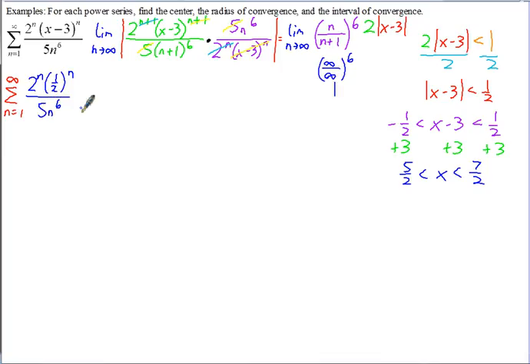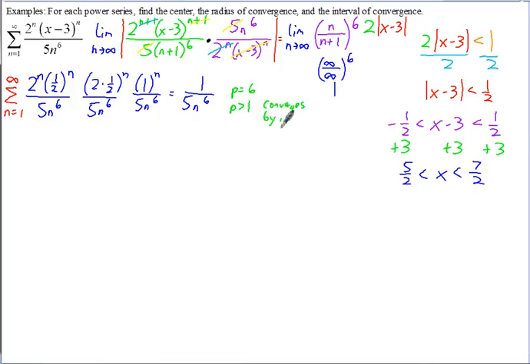So if we simplify this, 2 to the n, notice these are both to the n, so that would be the same as 2 times 1/2 to the n. So those would cancel out, just giving you 1 to the n over 5n to the 6th. And again, 1 to any exponent is just 1. You can just pull out the 1/5 as a constant, and again we have a p-series. In this case, p equals 6, which is greater than 1. So this one converges by the p-series test.